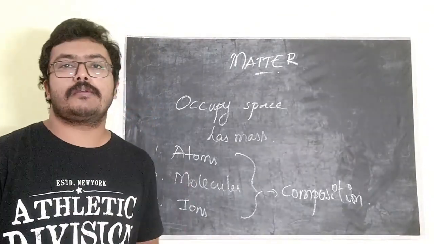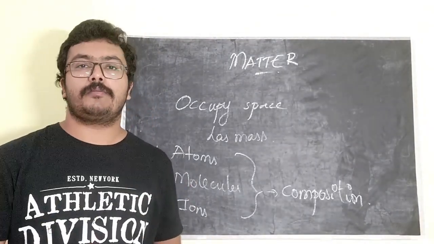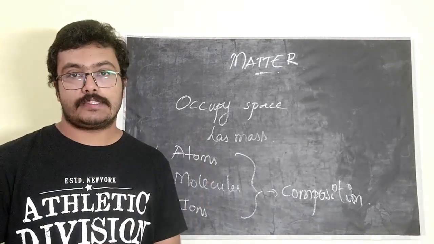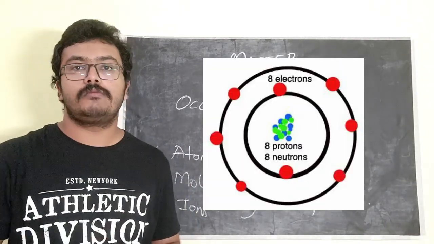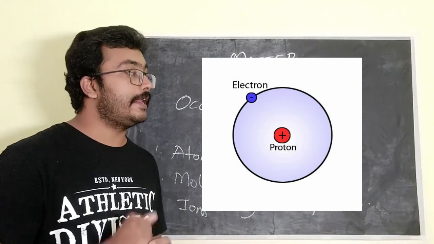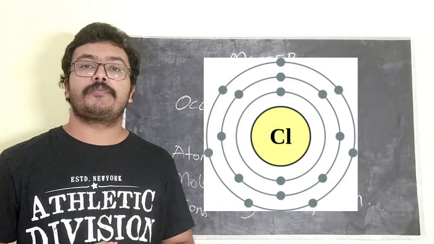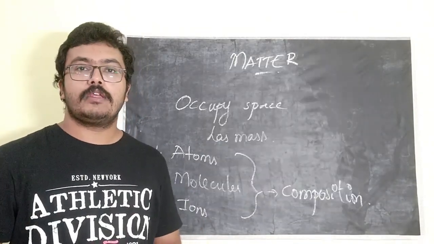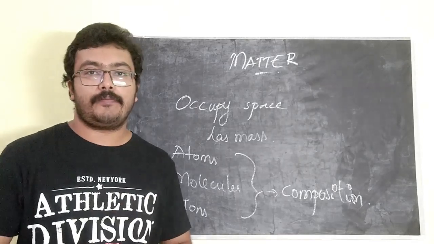What are atoms? Atoms are the smallest particle of an element. Example, oxygen, O, hydrogen, H, chlorine, Cl. So these are all atoms.